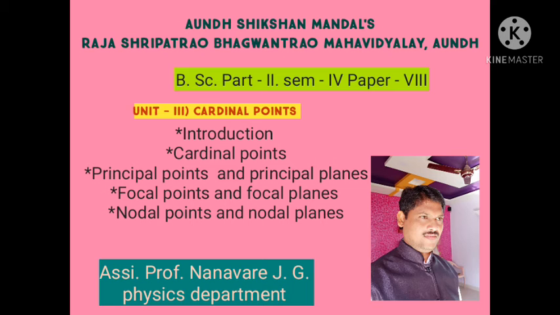This paper consists of two units. Unit 3 consists of three topics: cardinal points, resolving power of optical instruments, and polarization of light. And unit 4 consists of interference and diffraction. Out of this unit, the topic diffraction is reduced for this examination.